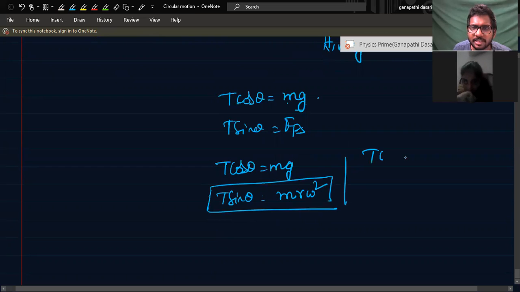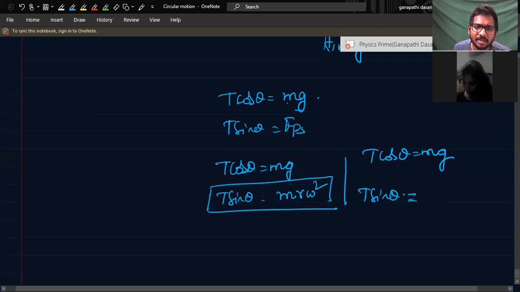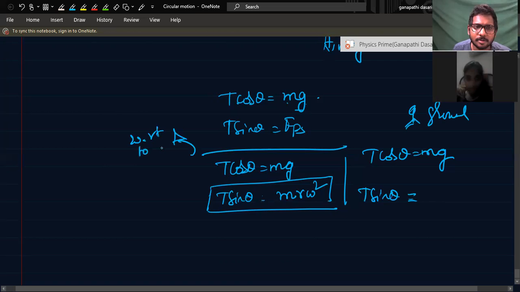T cos theta is equal to mg, that you will accept any day. The T sin theta is providing the required centripetal force to make it move in a circle. I'm talking about the ground frame now. What I spoke about earlier was with respect to the bob, where I have to take the pseudo force, which is nothing but the centrifugal force, going away from the center. It should be at rest with respect to the bob, that means the left side force is equal to the right side force.